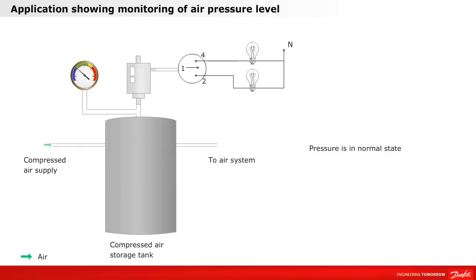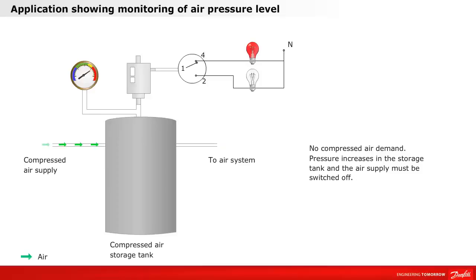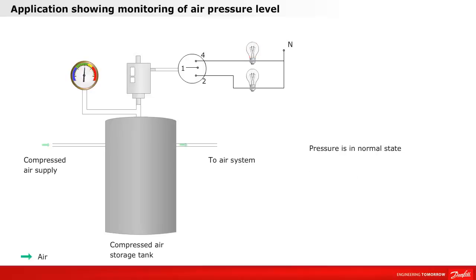Let's take a look at an application for monitoring the air pressure level. When compressed air is supplied to the storage tank, the pressure increases. Then compressed air supply and demand are equal. When there is no demand for compressed air, the pressure increases in the storage tank and the air supply must be switched off.